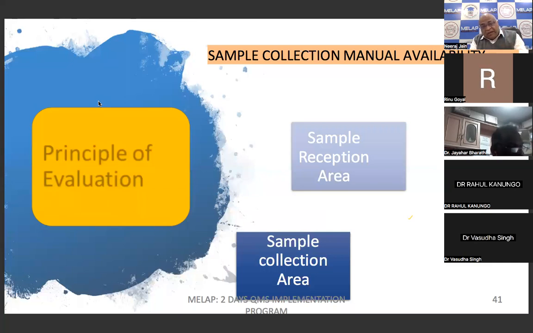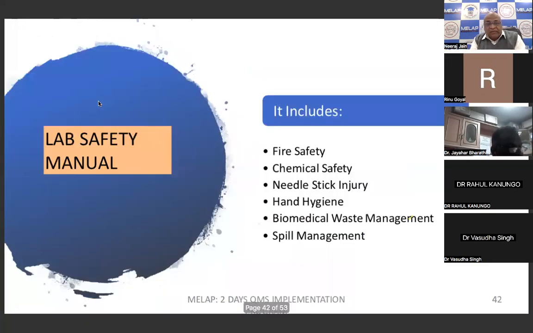You shall have a sample collection manual at appropriate places, in all sample collection areas and reception. You shall have a lab safety manual also. In this, you are documenting all these things: fire safety, chemical safety, needle stick injury, hand hygiene, biomedical waste, spill management. Whatever more things you feel are required, you can add in this.